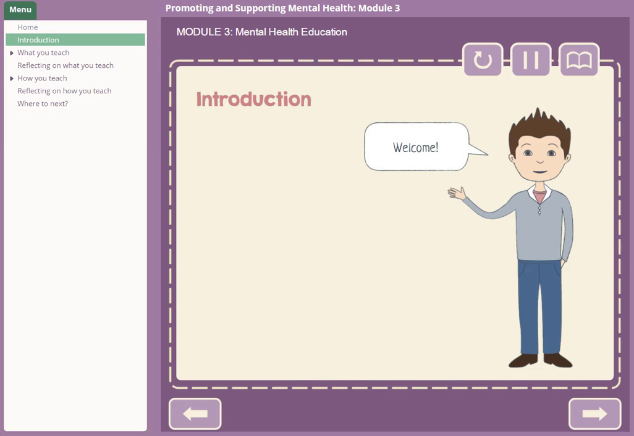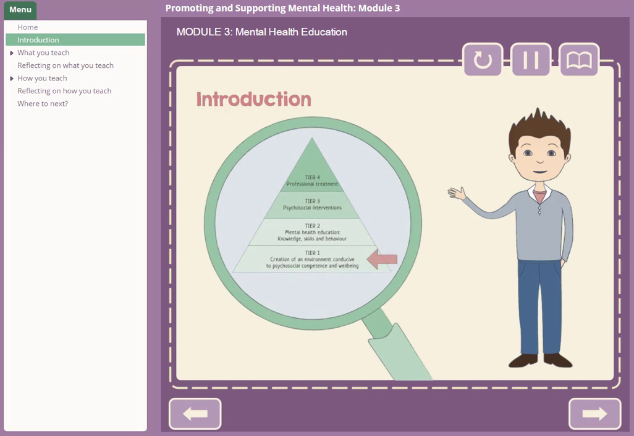Welcome to Module 3 of the Promoting and Supporting Mental Health program. In Module 2, we explored the first tier of the framework, which focuses on ensuring that the whole school community promotes psychosocial competence and well-being. In this module, we're going to focus on the second tier of the framework, which is about mental health education, including the knowledge, skills, and behaviours you can help students to learn.